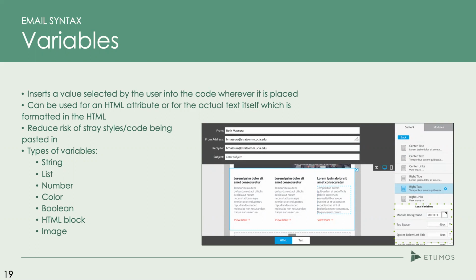There are 7 types of variables: string, list, number, color, Boolean, HTML block, and image. You can see variables outlined in a green dotted line in the screenshot in the Content tab on the right sidebar. While you see the variables in action on the canvas, you can't actually select them there.